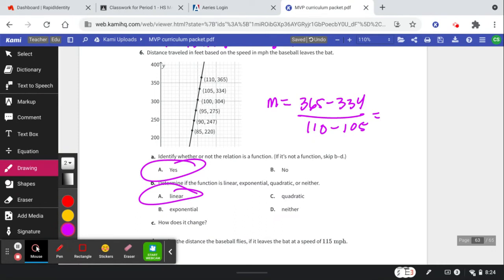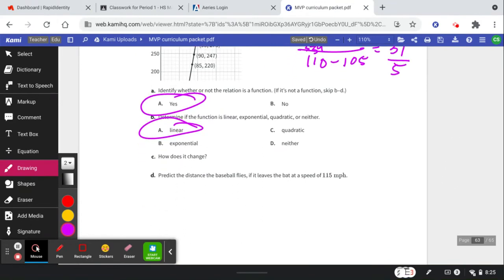So 365 minus 334, subtract that is 31. So 31 over 5 is your slope. So how does it change? Your common difference is 31 over 5.